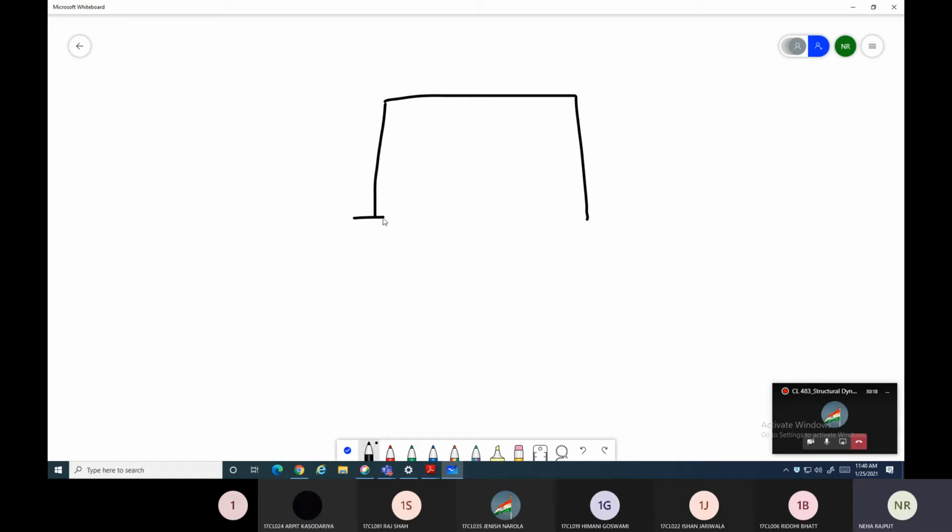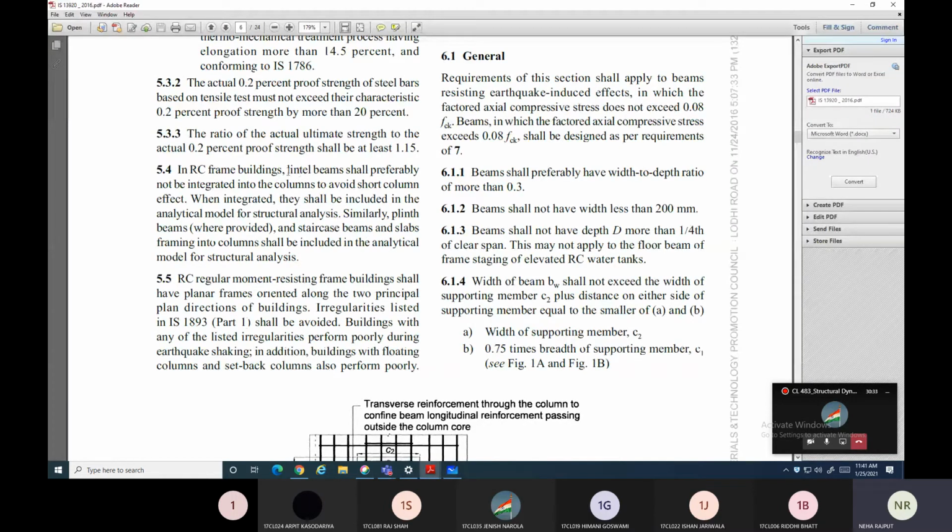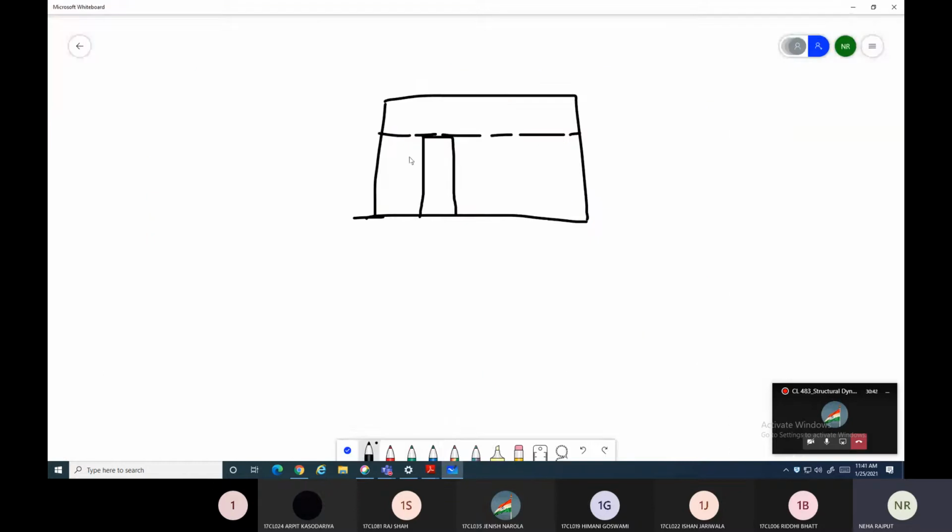suppose this is your building and this is your lintel level, right, here this is your lintel level, then the lintel beam shall preferably not be integrated into the column to avoid the short column effect. So here if you have provided any beam, then it will not be integrated into this column.